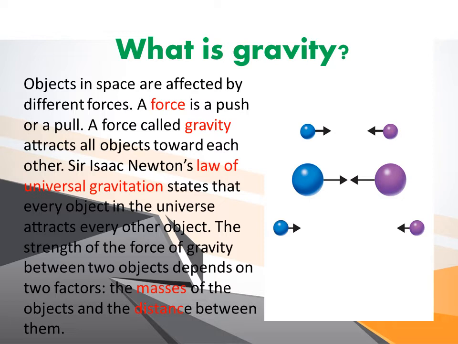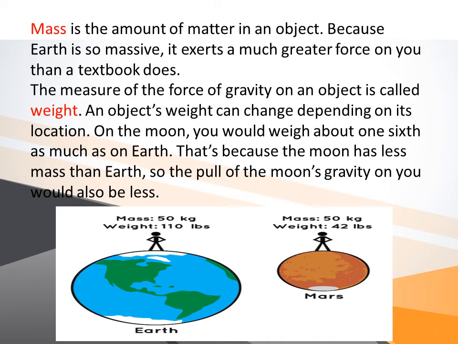The strength of the force of gravity between two objects depends on two factors: the mass of the objects and the distance between them. So, what is mass? We know that mass is the amount of matter in an object. Because Earth is so massive, it exerts a much greater force on you than a textbook does. So, the measure of the force of gravity on an object is called weight. So, we know that mass is the amount of matter, but weight is the measure of the force of gravity, the force that pulls. So an object's weight can change depending on its location.